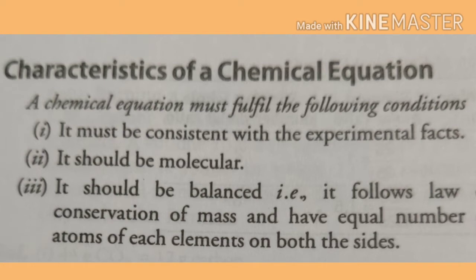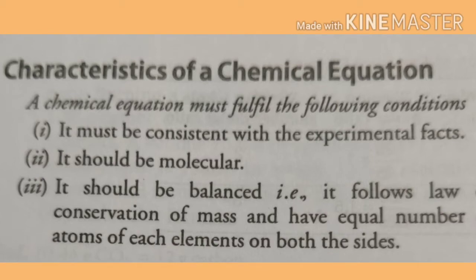Now we'll see what the characteristics of a chemical equation are. A chemical equation must fulfill the following conditions. Number one, it must be consistent with the experimental facts. Number two, it should be molecular. We cannot write in the atomic state. So when we write the chemical equation, we write in the molecular state.